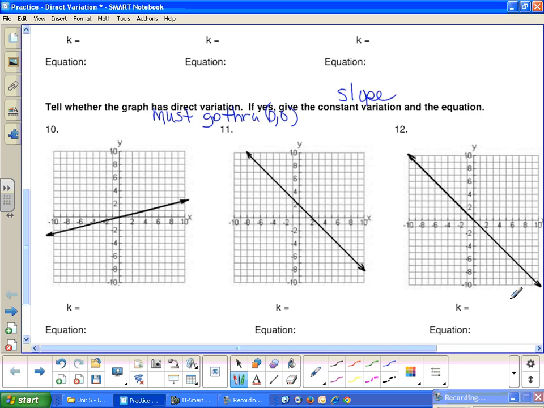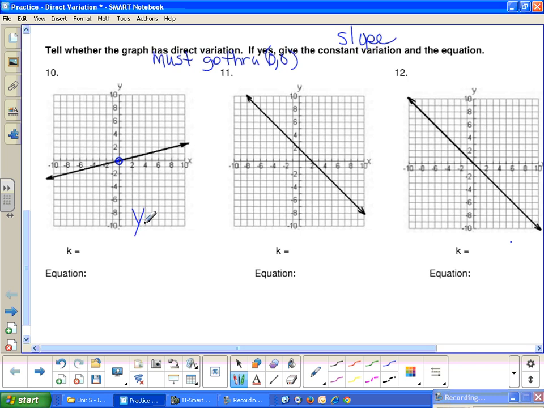So on number 10, is this direct variation? Yes? Got to cross at the origin. And so if it starts at the origin, we want to count our slope. How's it changing? Up 1 over 4. So my equation is simply y equals 1/4 x. Because we still have y equals mx plus b. You want to put plus 0? You can put plus 0. We don't have to.